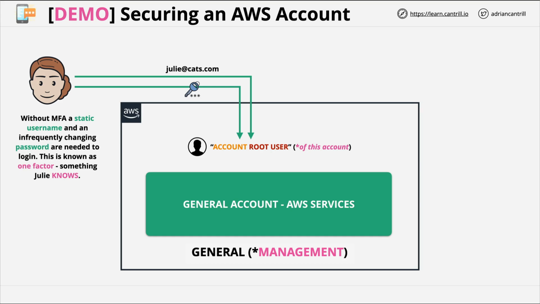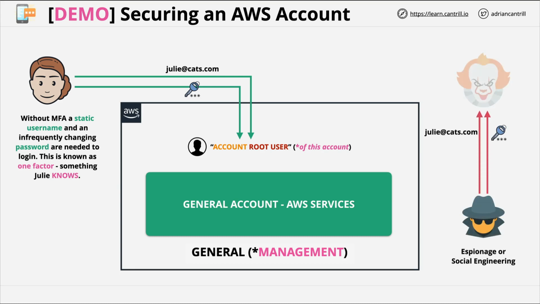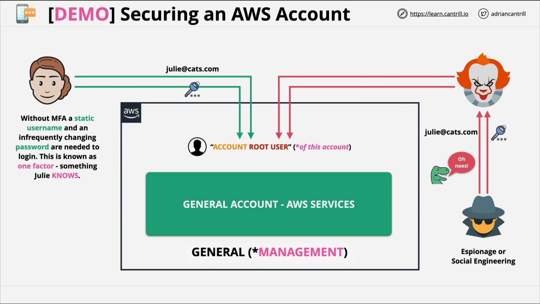Now there's a problem with this method though. If in some way the account root user credentials were leaked, maybe via espionage or social engineering, then a bad actor could use them and easily log into the account in Julie's place and potentially delete all of the resources in the account, so all of the cat pictures which you've been storing inside AWS, or create new resources to farm Bitcoin, so something which will cost you money and make the clown lots of money in the process.